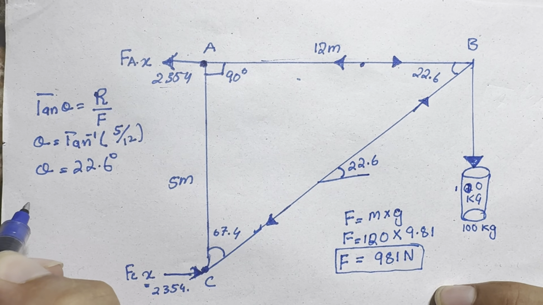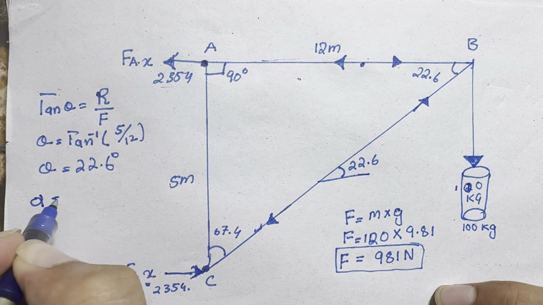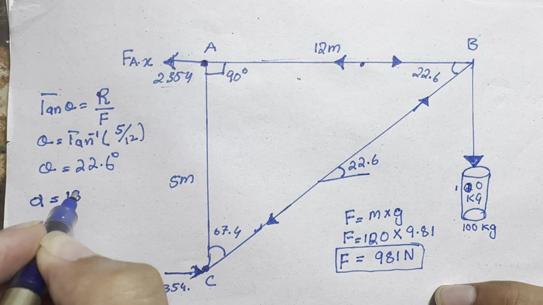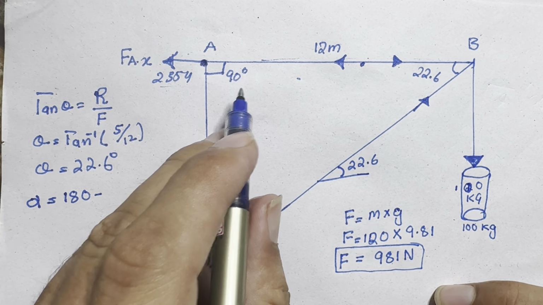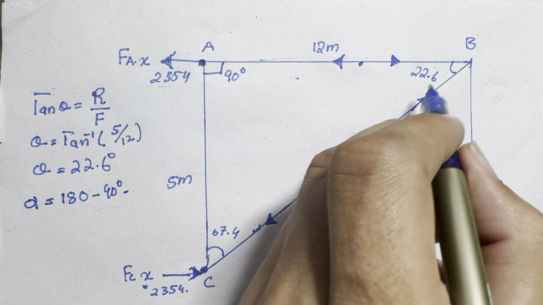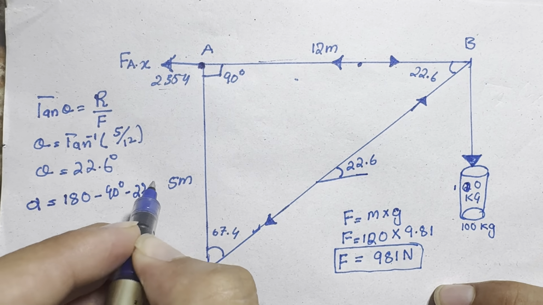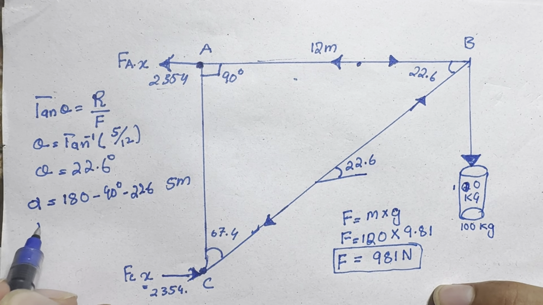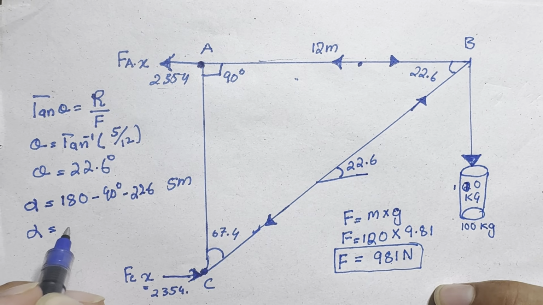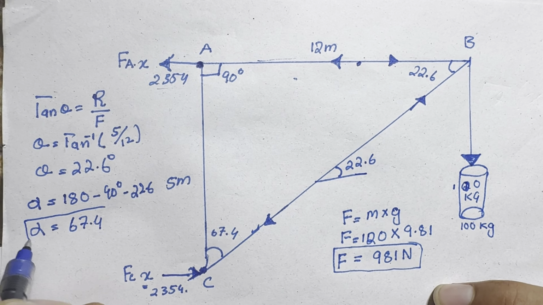So this angle, let's say it is alpha, will become 180 degree minus this angle which is 90 degree and minus this angle 22.6. So alpha will become equal to 67.4.